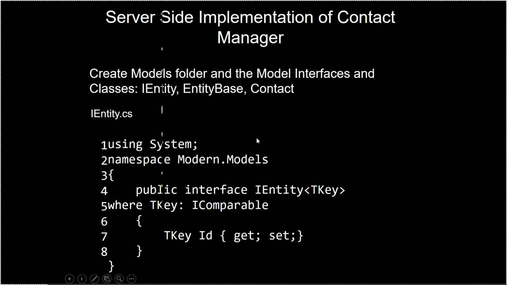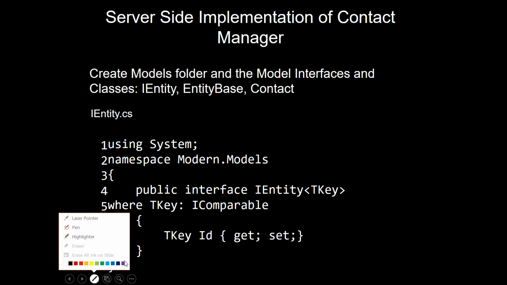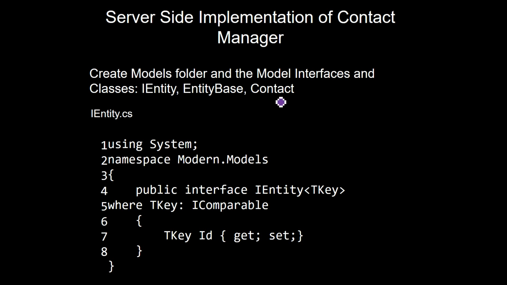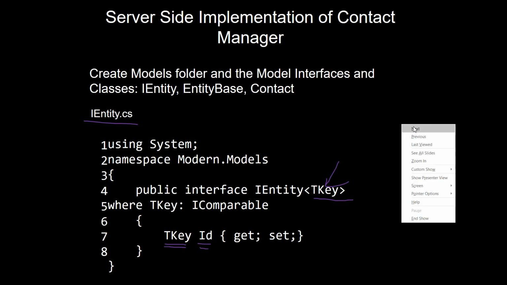Okay, now let's jump into the server-side implementation of Contact Manager. The first thing we want to do is to create a models folder. This is going to be on the server side. We'll create a models folder and we'll create the model interfaces and classes. The first interface will be IEntity.cs. As you can see, it is a generic interface that takes the type of the primary key. That's why I named it TKey. And we define a property named ID that is of type TKey. If somebody calls it with IEntity of integer, then this is going to be int ID. If somebody passes a GUID or string, whatever type you pass for TKey will be the type of the ID property. Next, we'll see how we can define an abstract base class named EntityBase.